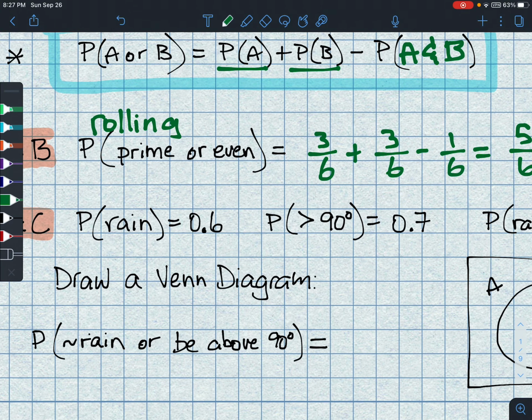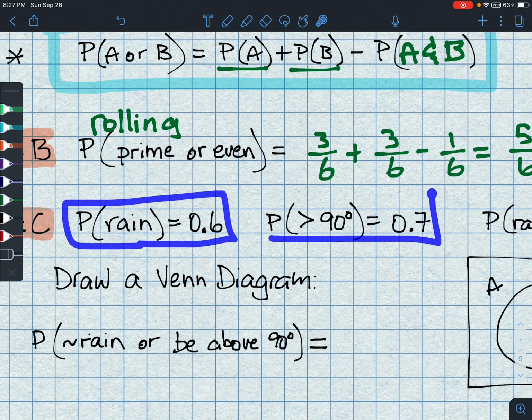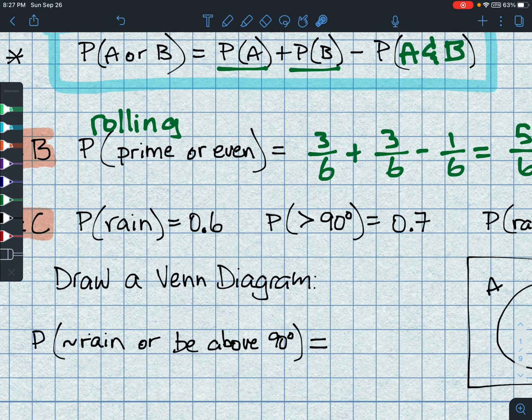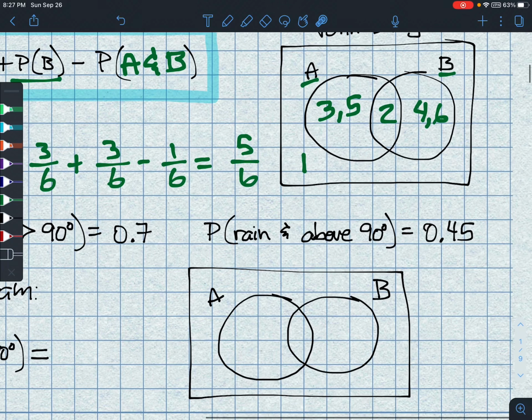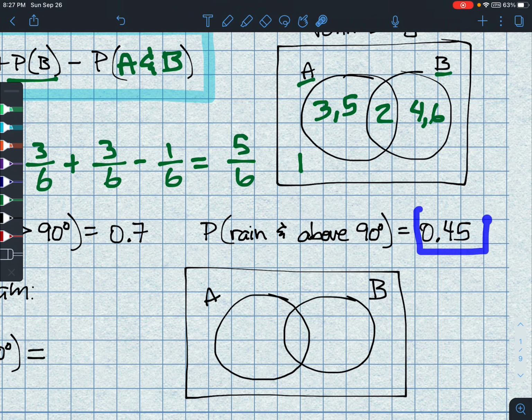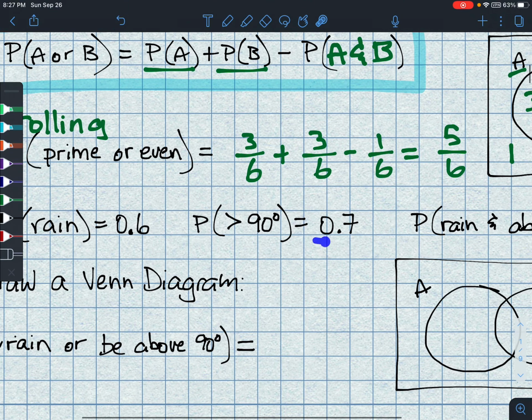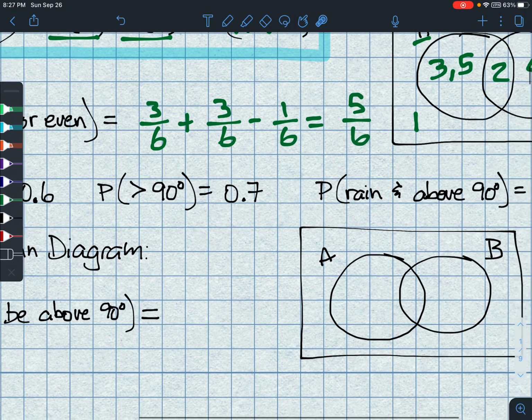Rain and temperatures. We're going to the weather. What is the probability that we have rain the next day? Assume here that we're doing some sort of event. Here's the probability the temperature will be greater than 90 degrees. And we have the probability that it will be rain and above 90 is 45. Okay, so 60%, 70%, and 45% are our values.